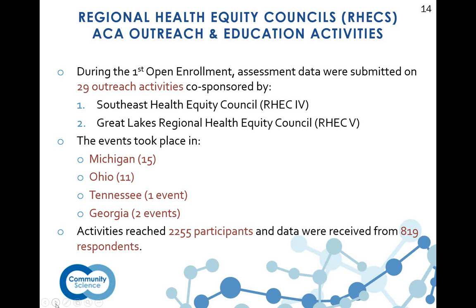The majority of the events took place in the Great Lakes Regional Health Equity Council, with 15 in Michigan and 11 in Ohio. However, Tennessee, with only 1 event, contributed a large proportion of the outreach participants we studied because the event type was a large conference, a National Christian Women's Retreat. In addition, we assessed 2 outreach events that took place in Georgia.